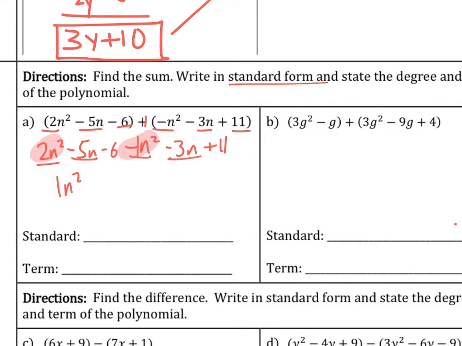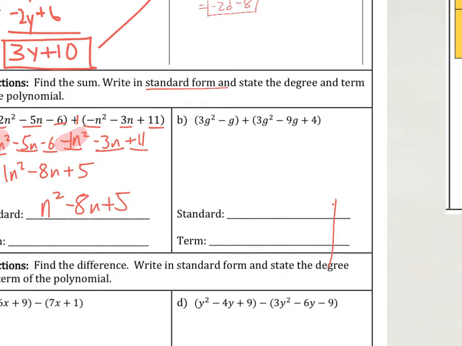Okay, we've got some n's there and some n's there. Now watch out. There's a negative here and a negative here. So negative 5 minus 3 gives us negative 8. Then we've got a negative 6 plus 11. Negative 6 plus 11 is a positive 5. And so there it is. Okay, that's our solution. That is in standard form. Remember, standard form means the exponents on the variables are getting smaller, all right? So the exponents are getting smaller there. All right?